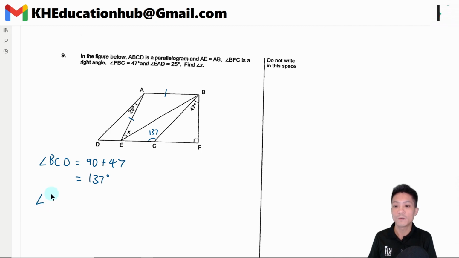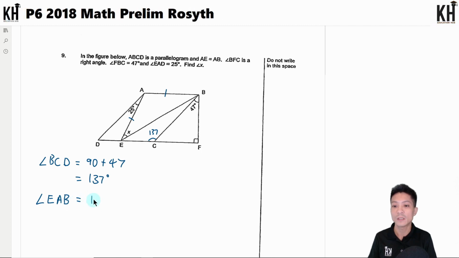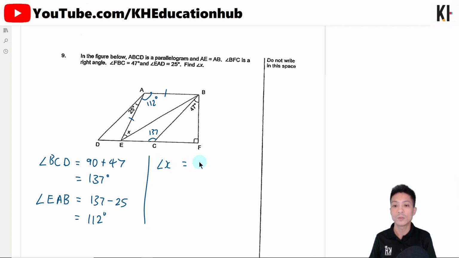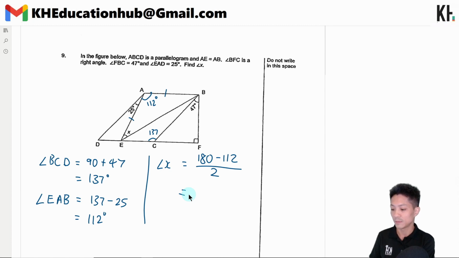So now if I want to find angle EAB, I need to use 137 minus 25, so it will be 112 degrees. So here to here is 112. Since we have an isosceles triangle, to find angle x, I need to use 180 minus 112 and then divide it by 2. The answer will be 34 degrees.